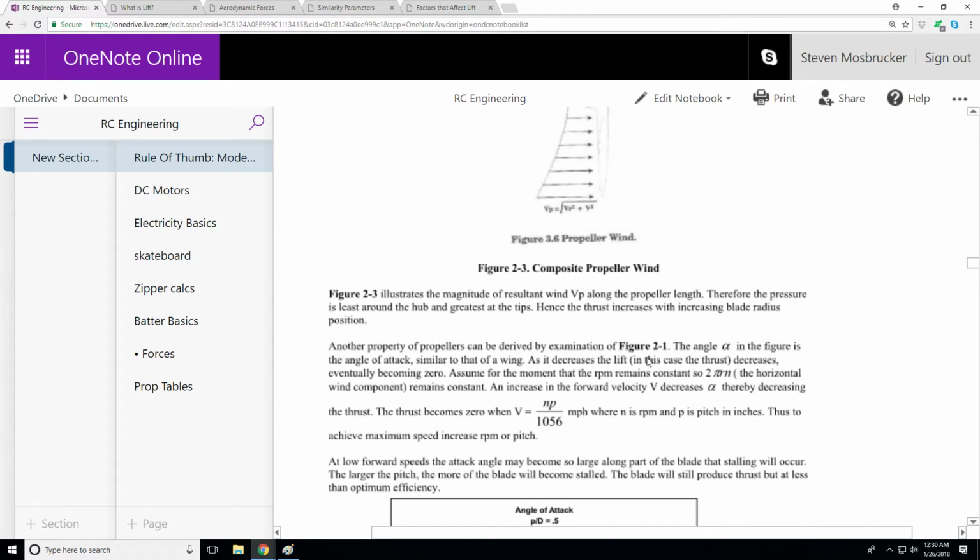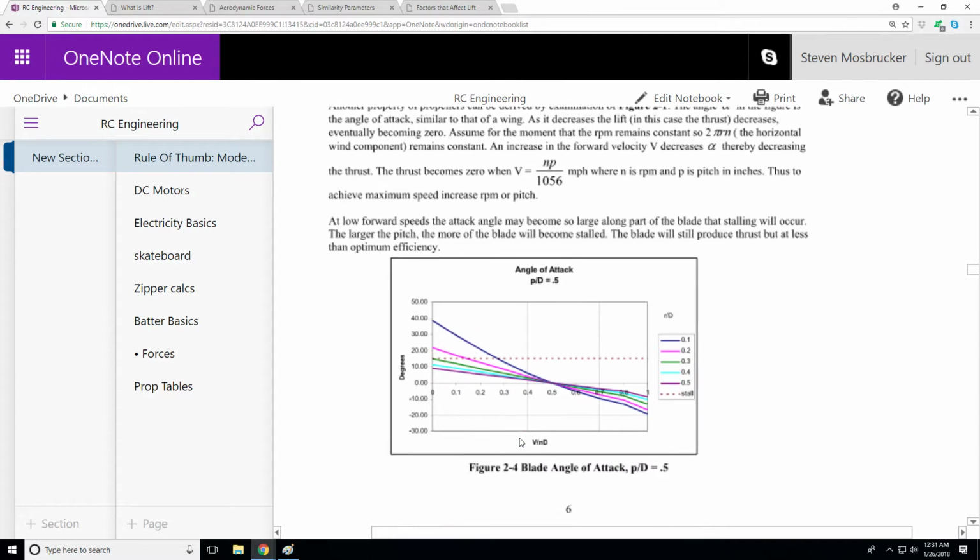Which I'm sure they have a standard for that. Assuming for a moment that the RPM remains constant, so 2 pi Rn, the horizontal wing component remains constant, an increase in forward velocity decreases alpha, this is angle of attack, thereby decreasing the thrust. The thrust becomes 0 when V equals NP, which is rotation times the pitch over 1056 miles per hour, where N is RPM and P is pitch in inches. Thus, to achieve maximum speed, increase RPM or pitch, which is pretty obvious.